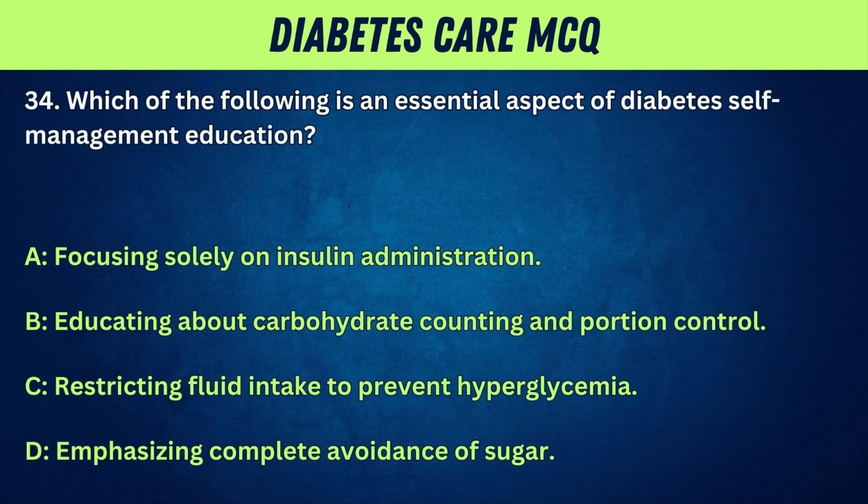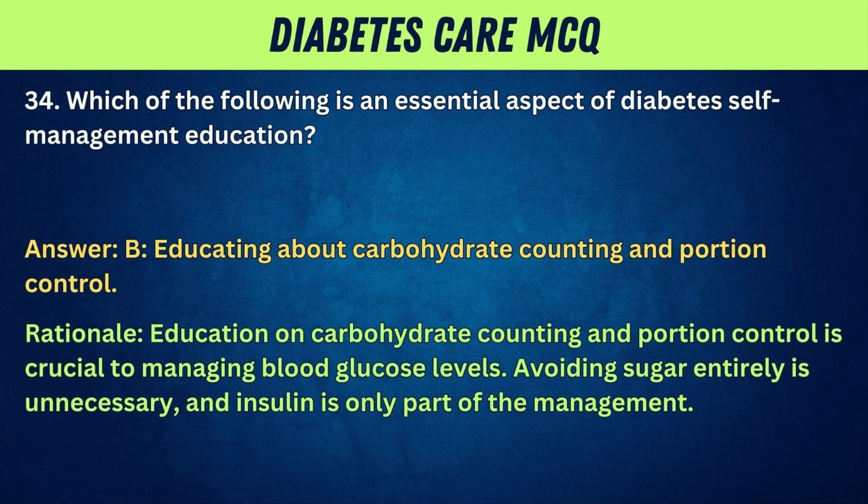34. Which of the following is an essential aspect of diabetes self-management education? A. Focusing solely on insulin administration. B. Educating about carbohydrate counting and portion control. C. Restricting fluid intake to prevent hyperglycemia. D. Emphasizing complete avoidance of sugar. Answer: B. Educating about carbohydrate counting and portion control. Rationale: education on carbohydrate counting and portion control is crucial to managing blood glucose levels. Avoiding sugar entirely is unnecessary, and insulin is only part of the management.